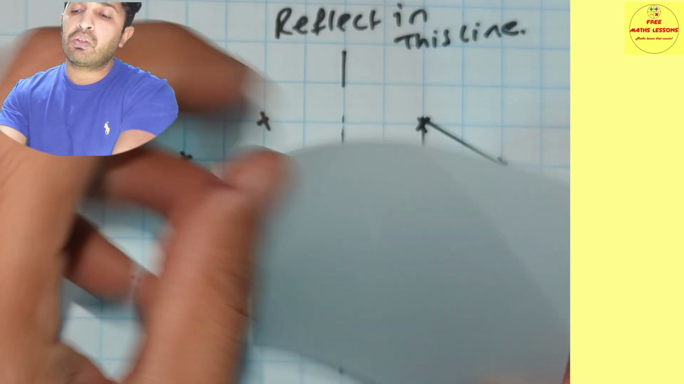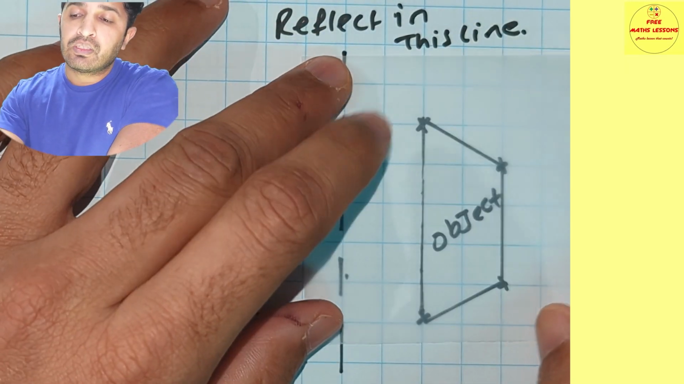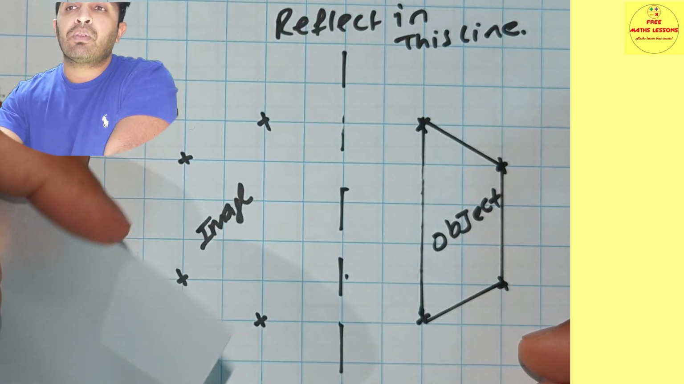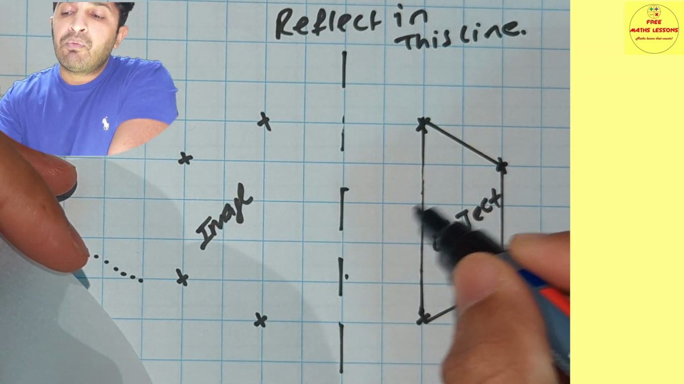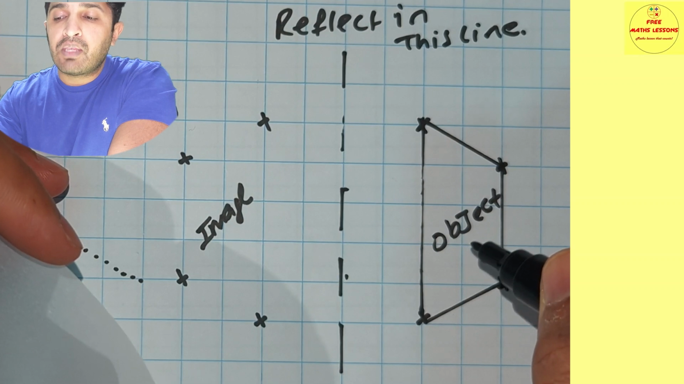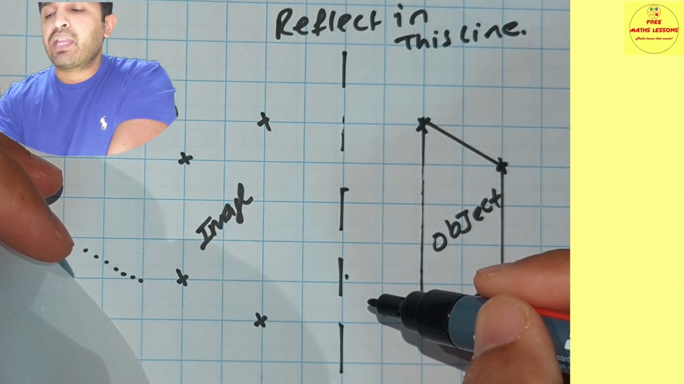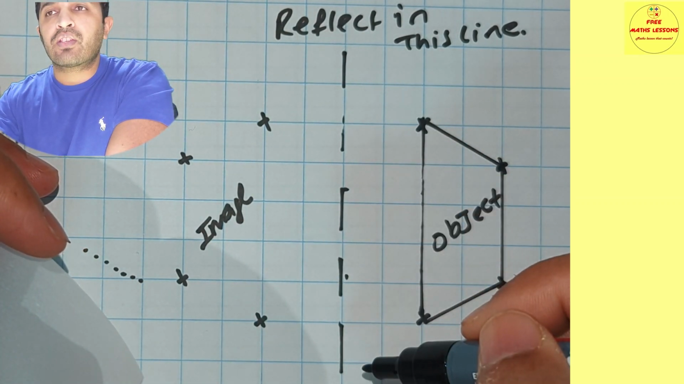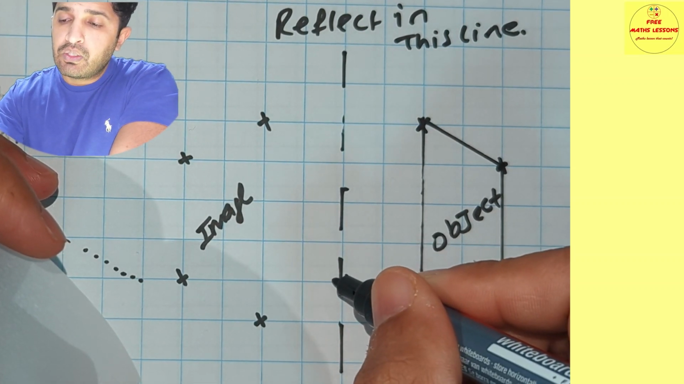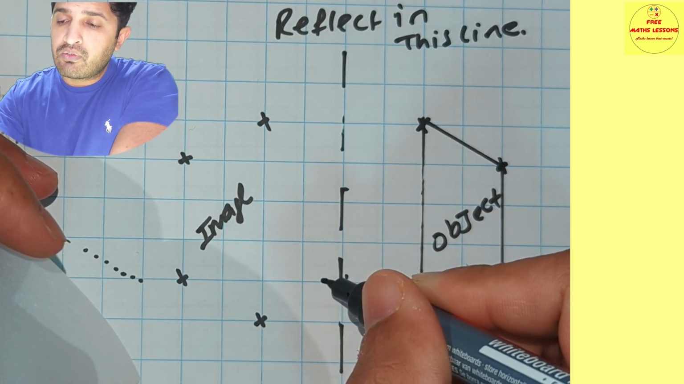So what we're going to do is we're going to take a tracing paper and use the tracing paper to reflect the shape. But before we actually start using the tracing paper, we need to mark a point on the line of reflection. I'll explain why. So we're going to mark this point here on the line of reflection.